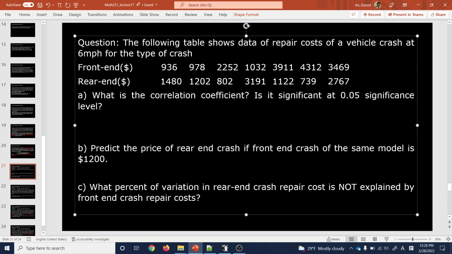And you want to know if there's a relationship between the front end crash repair costs and rear end crash repair costs. And you want to know the correlation coefficient. And the first question is, what is the correlation coefficient? Is it significant at 0.05 significance level? And I want you to take some time to put these numbers into your calculator and come up with the answer, okay? So try it now.